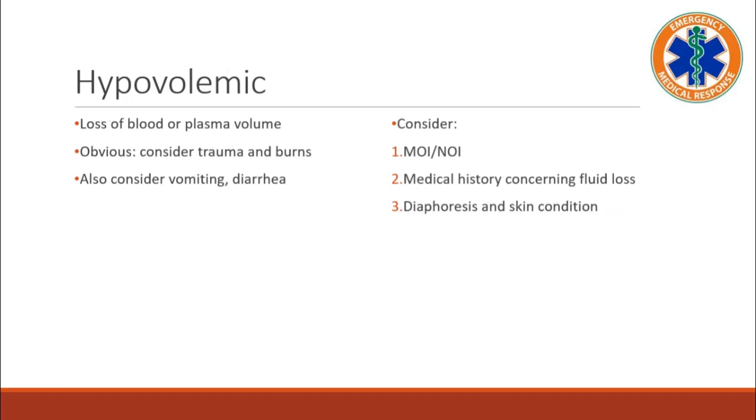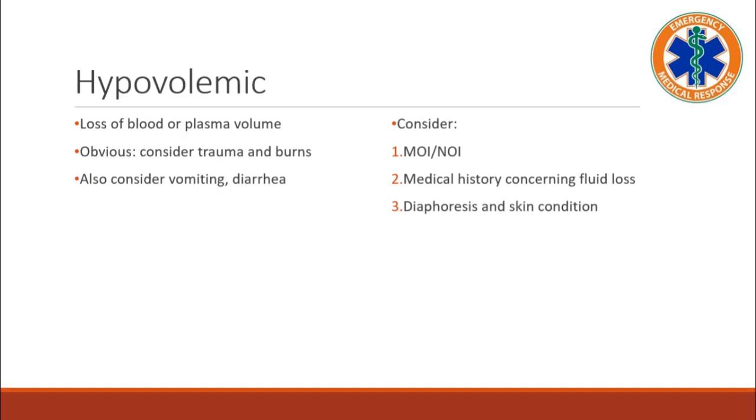Hypovolemic is the most familiar to us all, I would think. It's essentially a loss of blood or plasma volume. Traumatic injuries, burns are kind of the go-to answers for what's causing these. But we also need to think about vomiting, diarrhea, anything internally that would lead to a fluid problem.